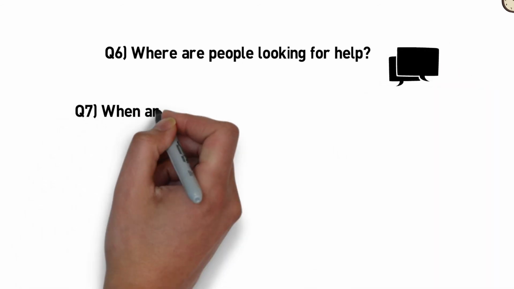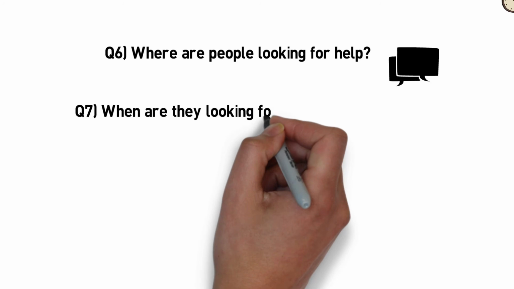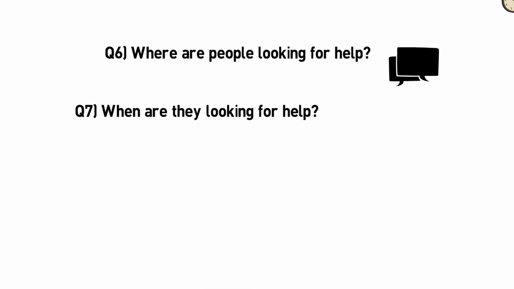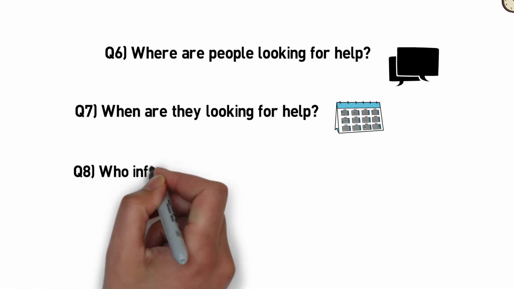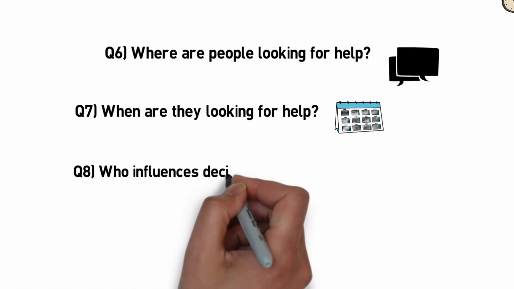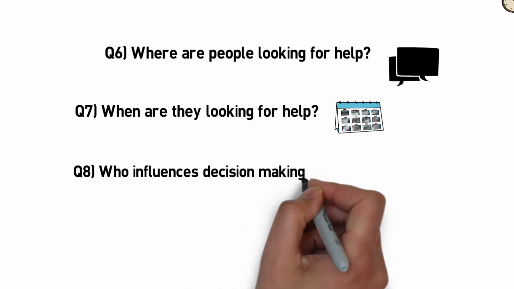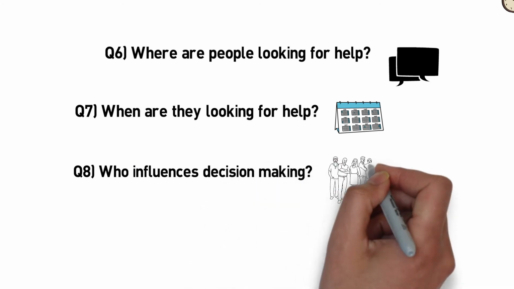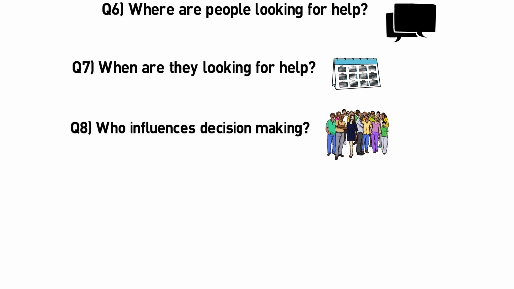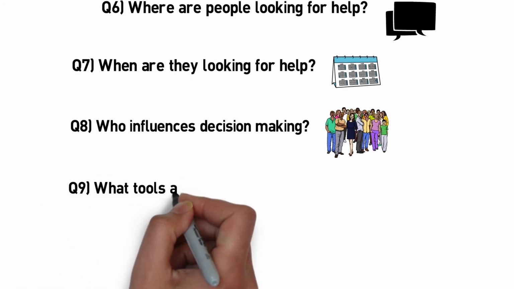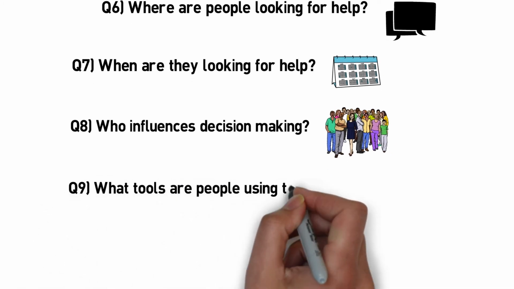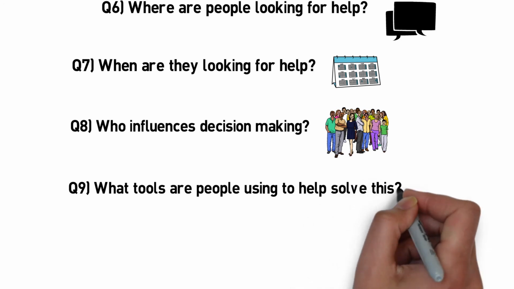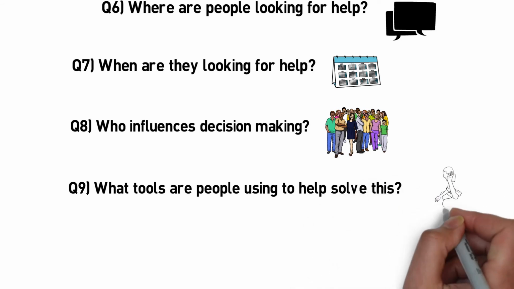When are they looking for help? Are there seasonal differences? Are they more likely to be looking for help in the holidays, or are they more likely to be looking for help during the school year? Who influences decision making? So if someone was going to seek out a solution, what would influence that process? Who would influence that process? And question 9, what tools are people using to help solve this problem and to find out about how to solve this problem? Things like their computer or their phone.